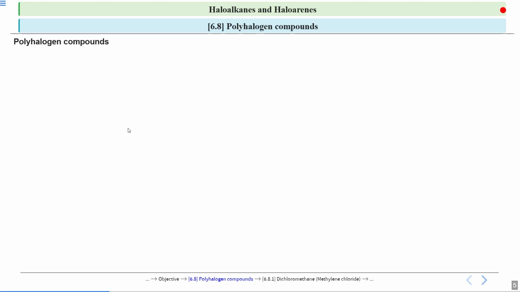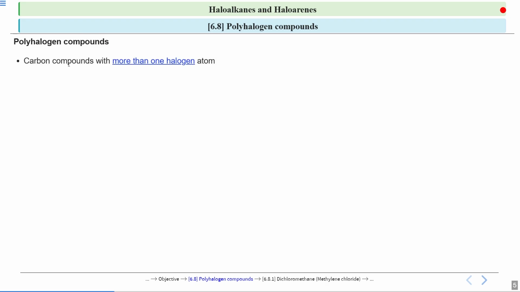So let's start with our first topic, 6.8, that is polyhalogen compounds. So halogen means halogen group atoms. Poly means two or more than one. Poly means many. Wherever the word poly comes, it suggests that something is in a very large amount. So polyhalogen compounds, what are those?